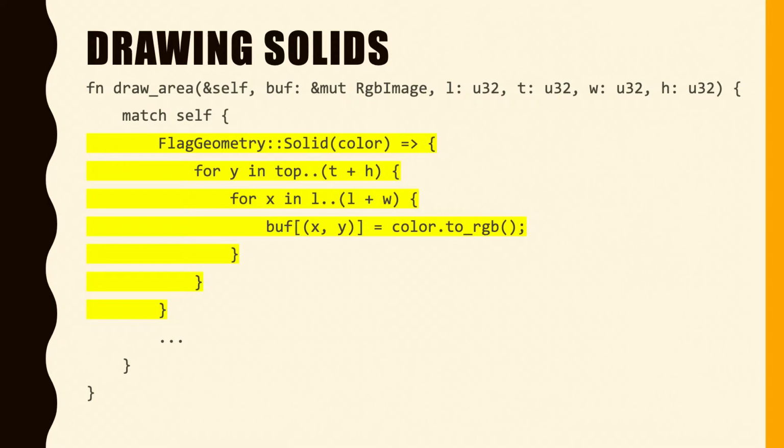The first thing we do in this draw_area method is that we deconstruct self, which is one of these flag geometry enums. And we handle the case of solids, which is an area of one particular color. And all we have to do here is visit every single pixel and set it to the color of that particular geometry.